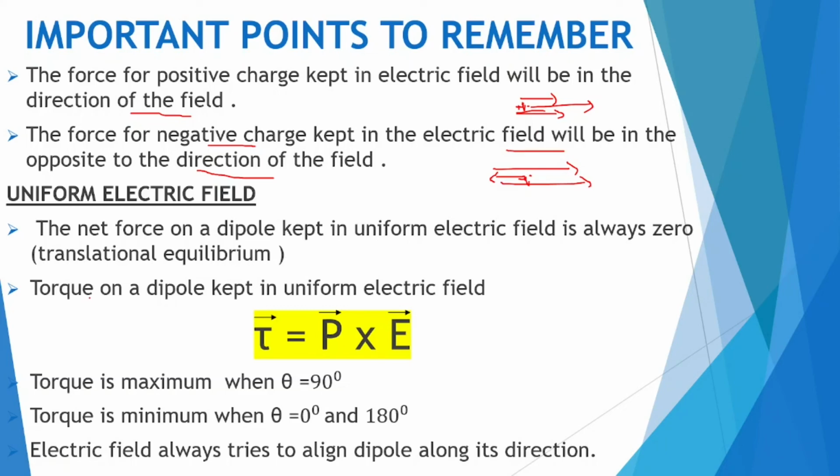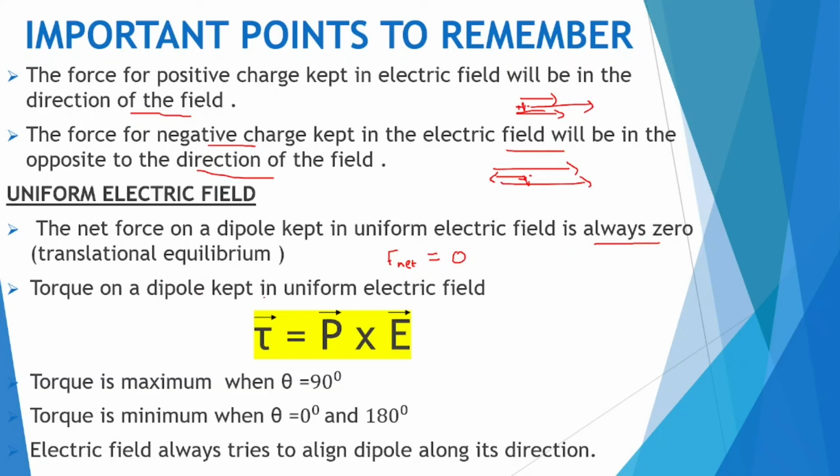Now what are the points you should remember in a uniform electric field? The net force on a dipole kept in a uniform electric field is always 0. That means F net is always equal to 0. If a dipole is kept in a uniform electric field, the force acting on the dipole will always be 0. That means it is equal and opposite, so that cancels out. So F net is equal to 0.